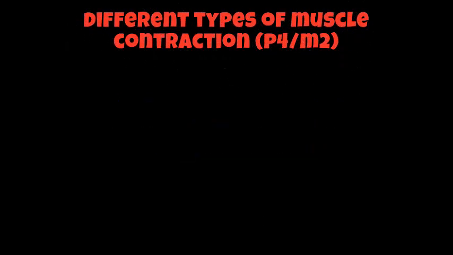So we are going to be looking at the different types of muscle contractions that you can possibly do during sporting movement. So you've learned the muscles, the main muscles in the body. Now you're going to apply it more to sport. And to do this you achieve P4 and M2. So some basic definitions first of all to get down.